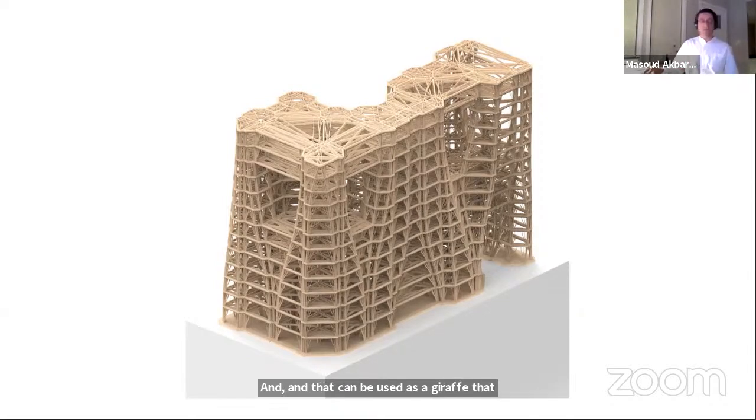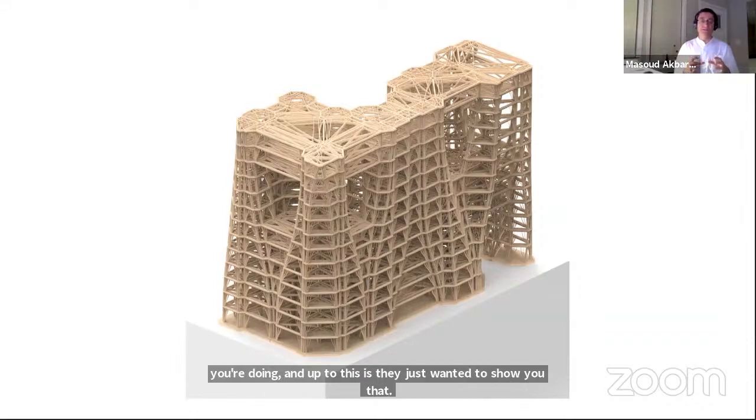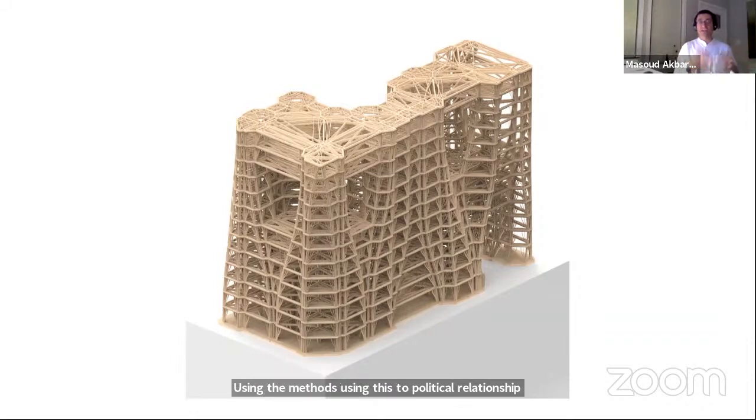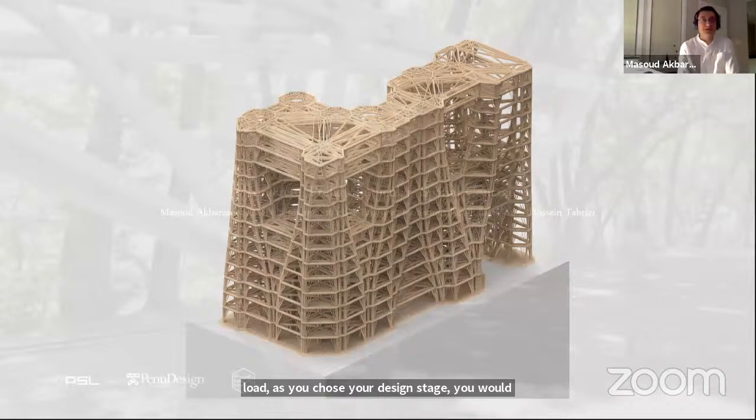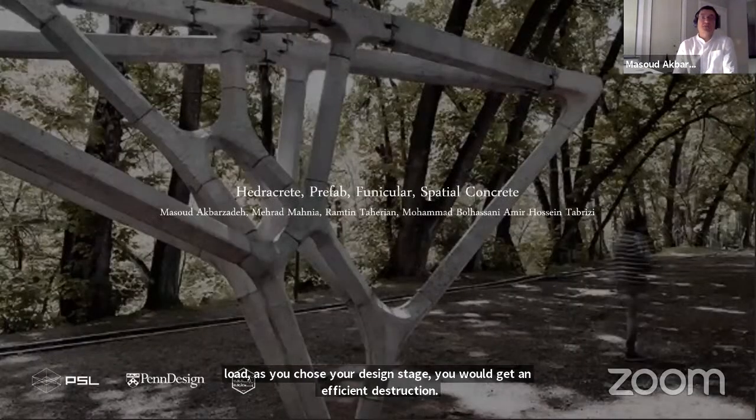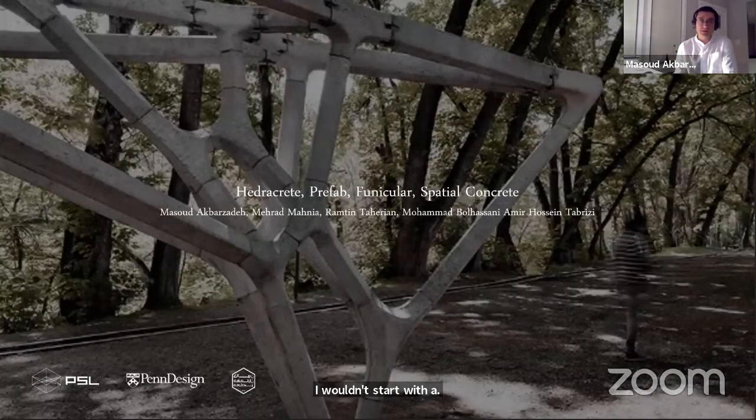Having said that, I'm going to focus mainly on the research that we're doing, and up to this stage I just wanted to show you that using this topological relationship between the form and force, you can explore a variety of different design possibilities. And if you provide the boundary conditions and the design load as you choose in your design stage, you would get an efficient structural form. I would start with the first structure built using this technique.